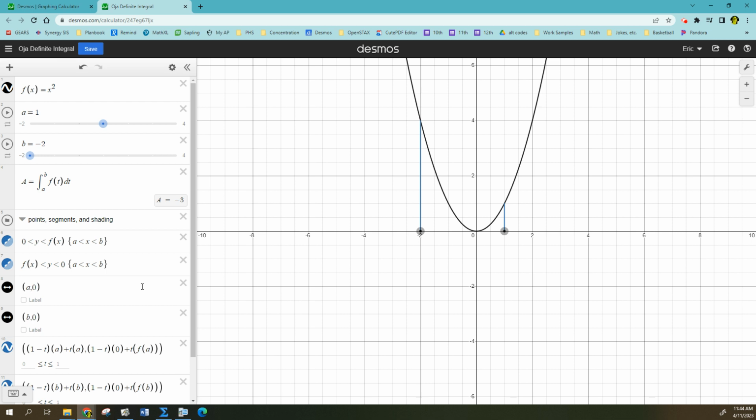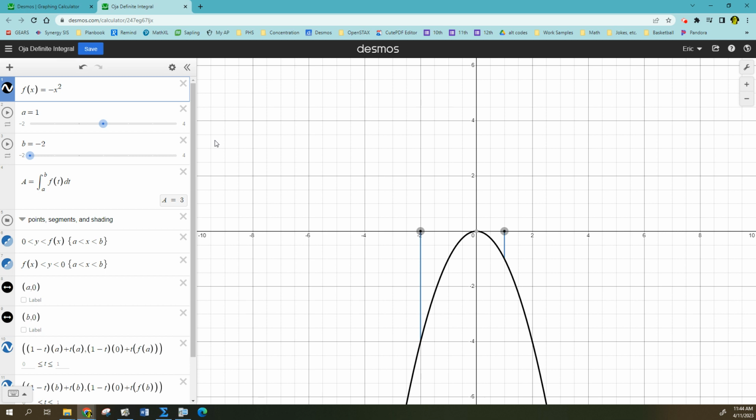Okay? What would happen if we made this function negative? If I put a negative out front, what's that going to do to the area I just calculated? It's going to be positive. How come? Because you see what we did there?